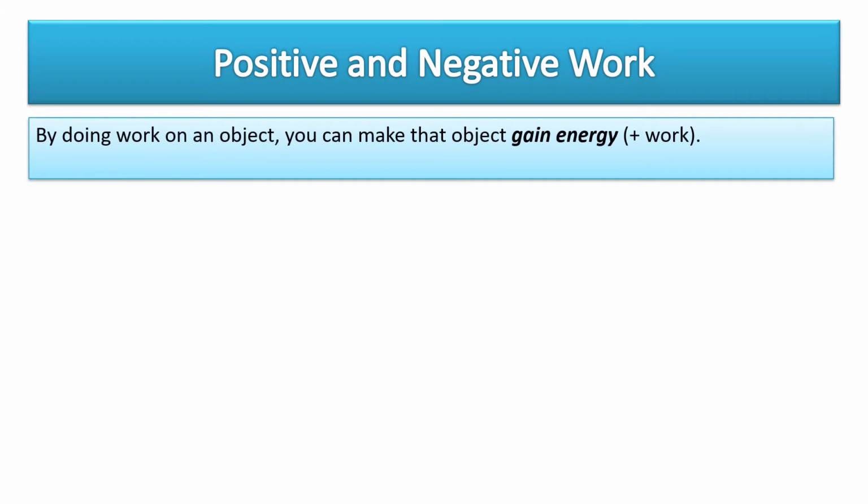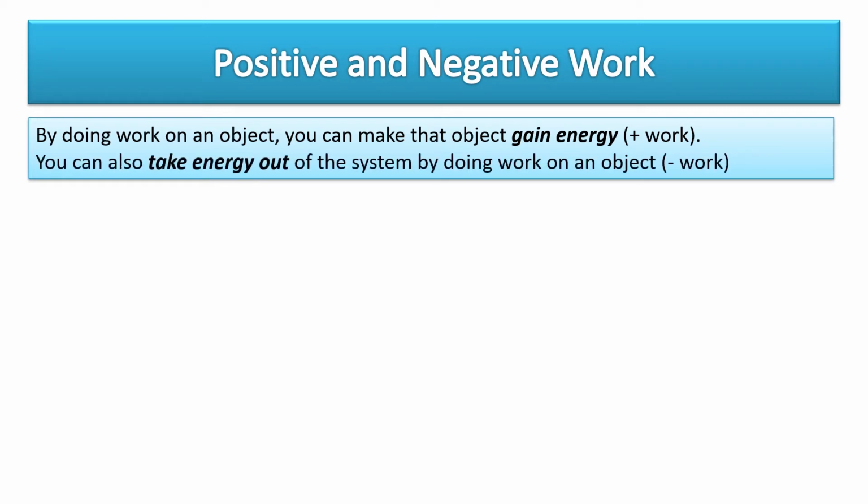So by doing work on an object, you can either make that object gain energy and do positive work, or you can take energy out of the system by doing work on the object and you do negative work. So after we talk about work in this unit 8, then we talk about power, and then we talk more about energy. So energy will come up again, as we said before, in the form of kinetic energy, gravitational potential energy, and elastic potential energy. So in all those scenarios, you could either gain energy or take energy out of the system by doing work. So this is an example I like to do in the classroom.